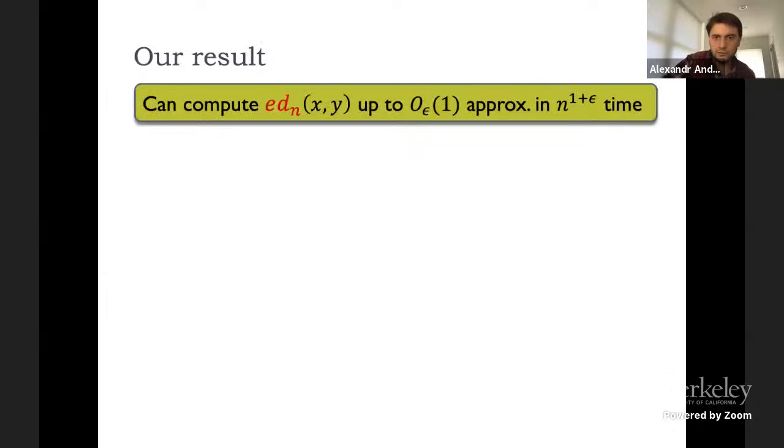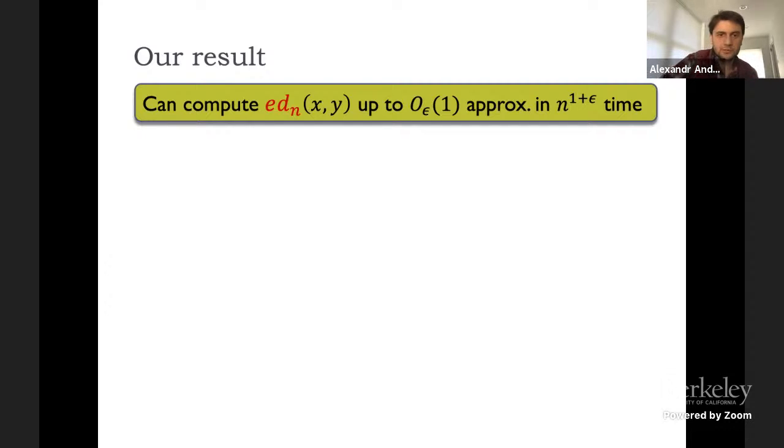Okay, or at least we didn't know until we started working on this problem. So this is our main result, that we can compute the edit distance between two strings of length n with constant approximation in time which is near linear, n to the 1 plus epsilon. So this is the result.